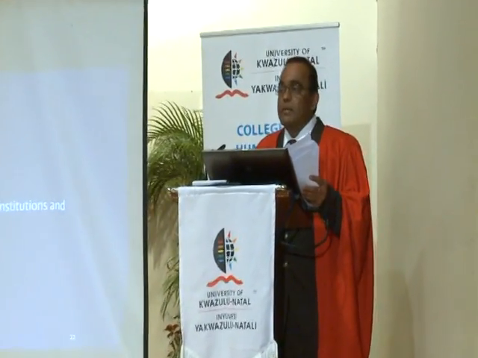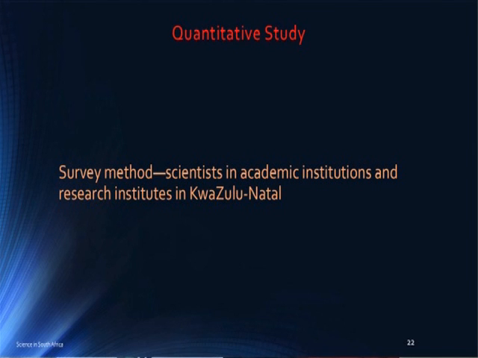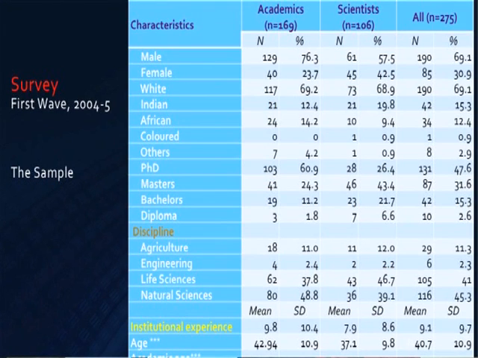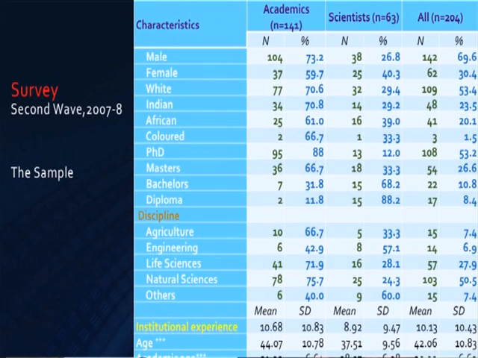Now, the second part, quantitative study, primary empirical data. In this phase, I used a survey method, gathering data directly from scientists through face-to-face interviews. So far, we have done 2 waves of longitudinal study. The first wave was completed in 2005 with 275 participants. The second wave was done in 2007-08 with 204 scientists.